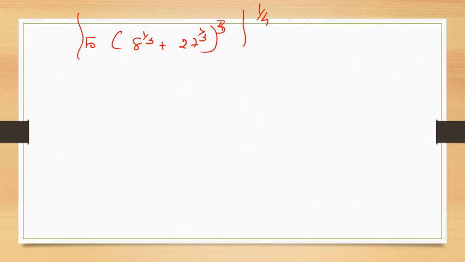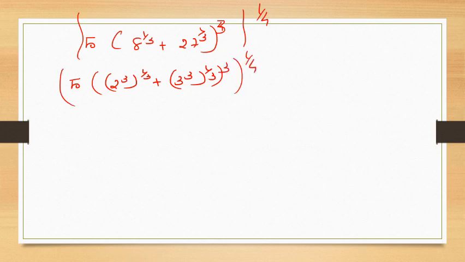So you can write it as 5 into, what is 8 raised to 1 by 3? 8 raised to 1 by 3, you can write it as 2 cube raised to 1 by 3. 27 raised to 1 by 3, you can write it as 3 cube raised to 1 by 3. Whole raised to 3, whole raised to 1 by 4. So 5 into, this is what? 2 plus 3 the whole raised to 3 raised to 1 by 4.